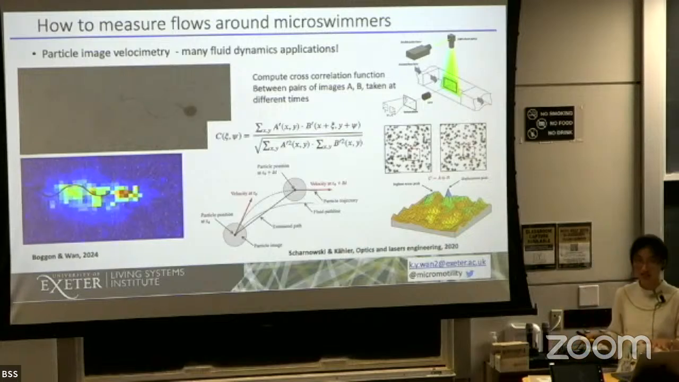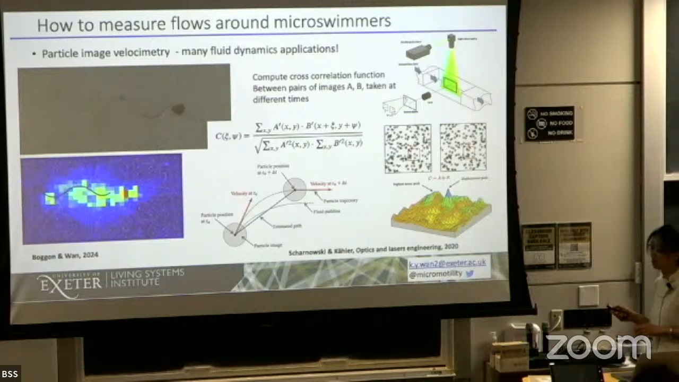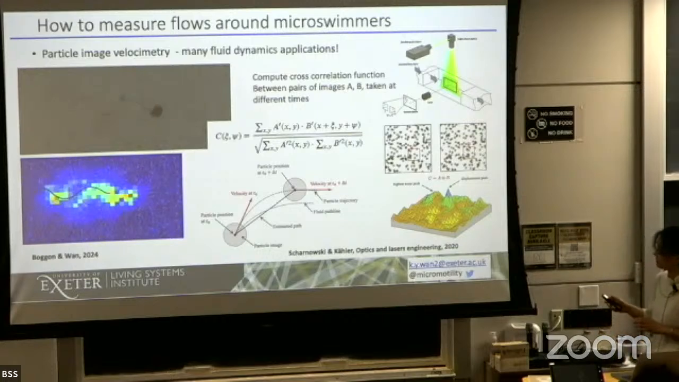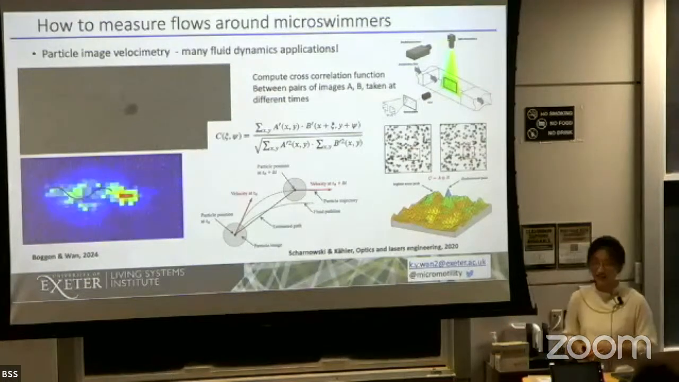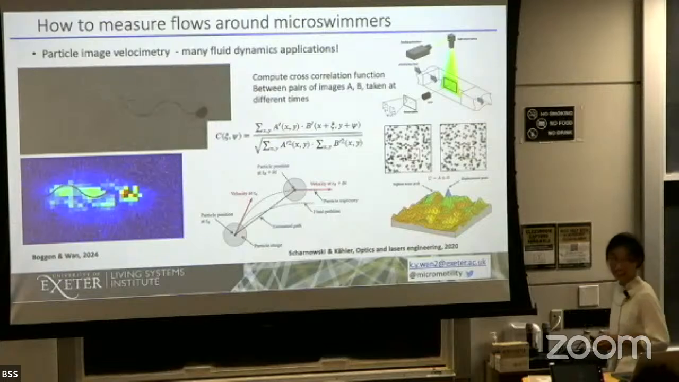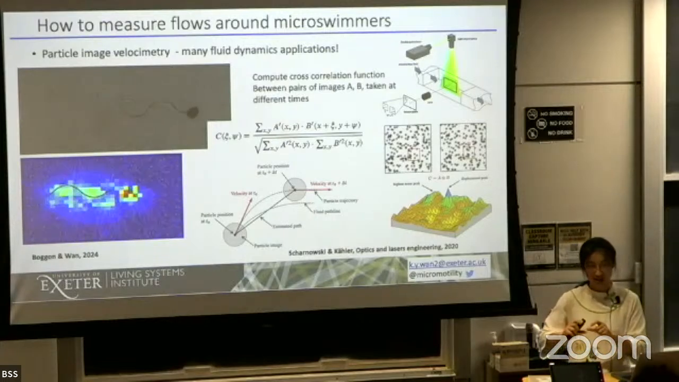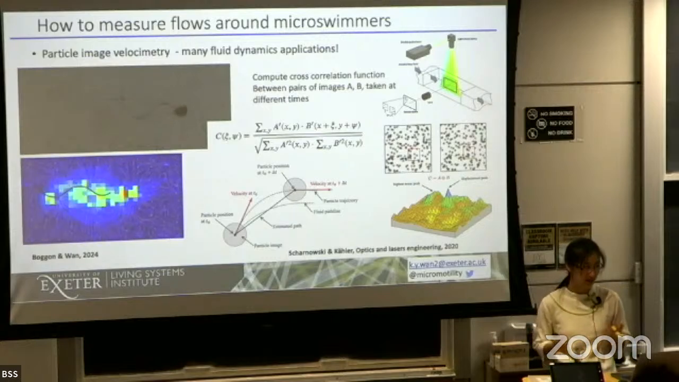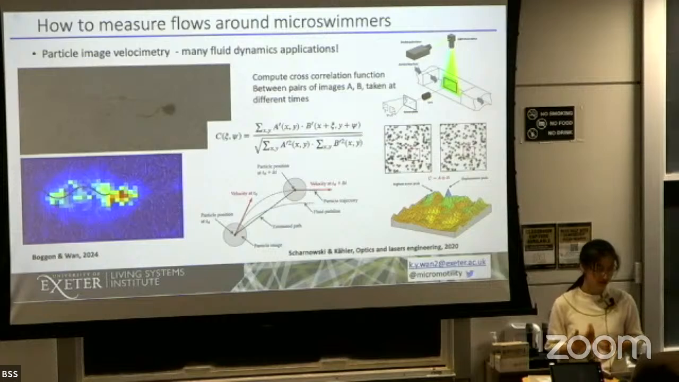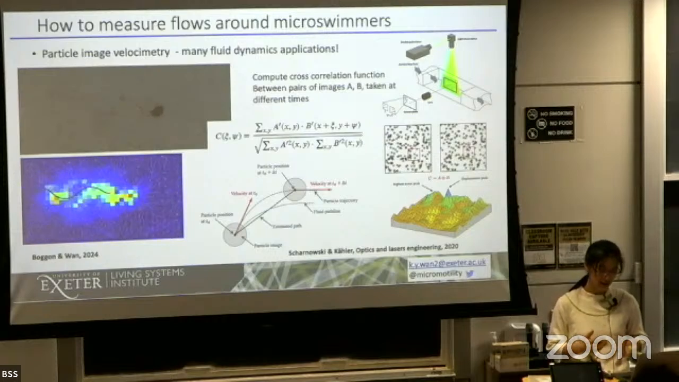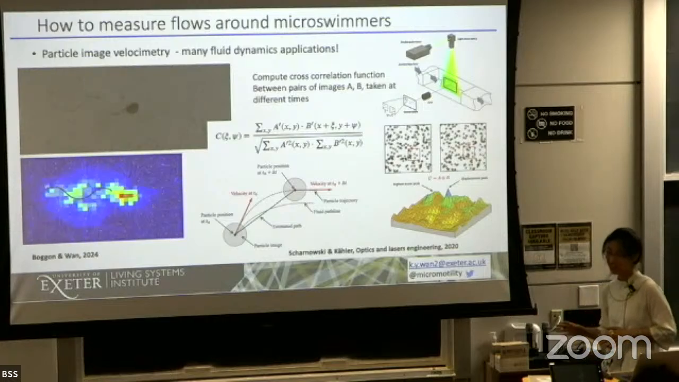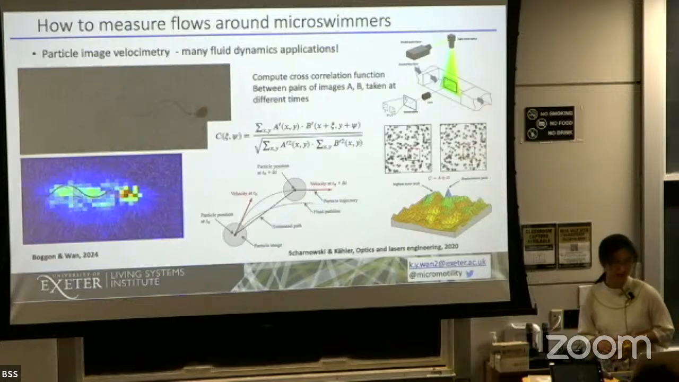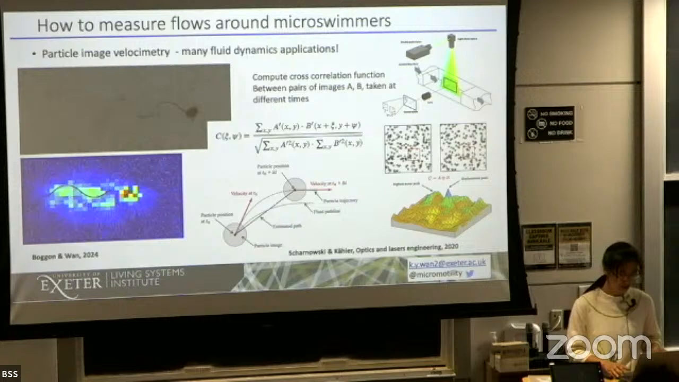If you take the correlation, wherever this correlation is highest means that this region in the first image must have moved to this equivalent region in the second image. That movement is then associated with the velocity, and hence the name particle image velocimetry. There are many software tools that exist that will allow you to compute these things for your experimental videos.